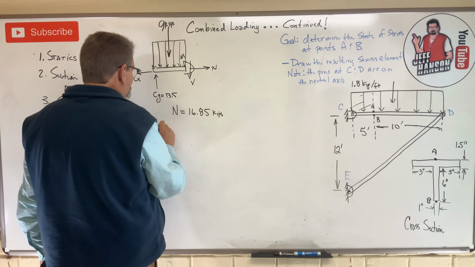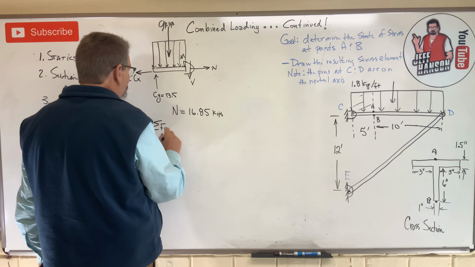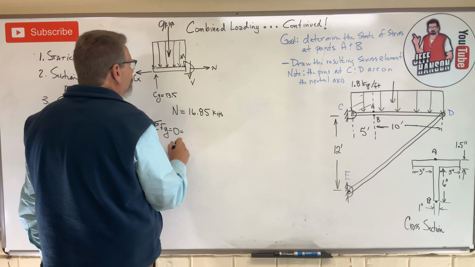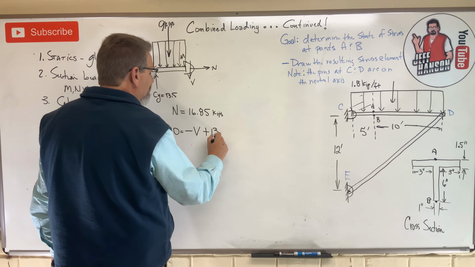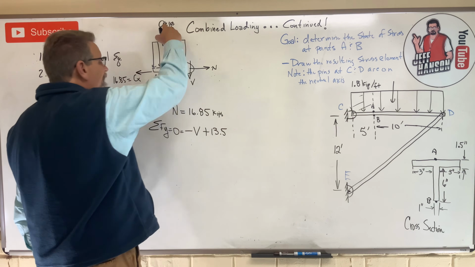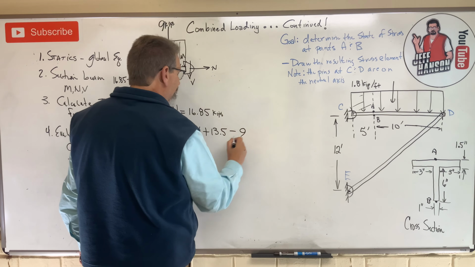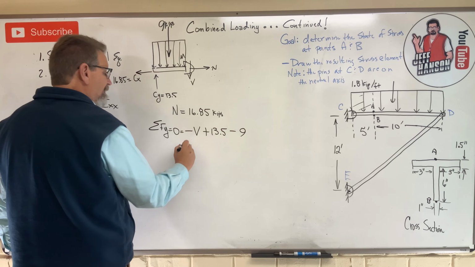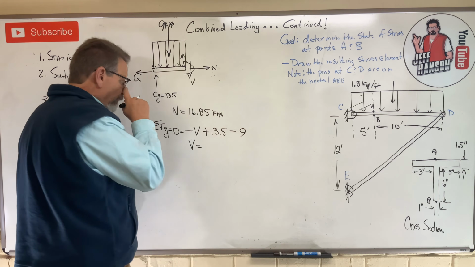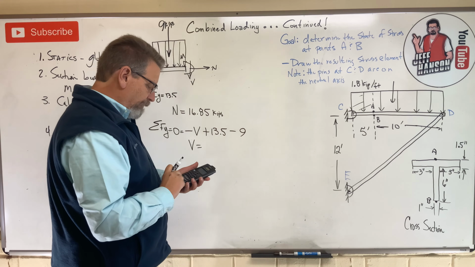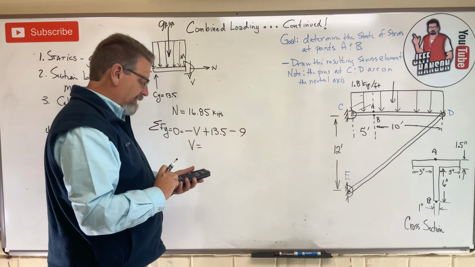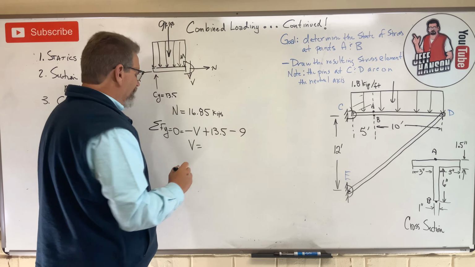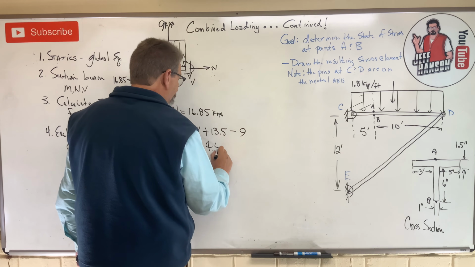What about V? How about this? Sum of the forces in the Y. And what do I have in the Y direction? I have minus V. I have plus 13.5. And then I got minus 9. Okay, so move the V to the other side. V is equal to 13.5. I already know what that is. Minus 9. 4.5, of course it is. Okay.